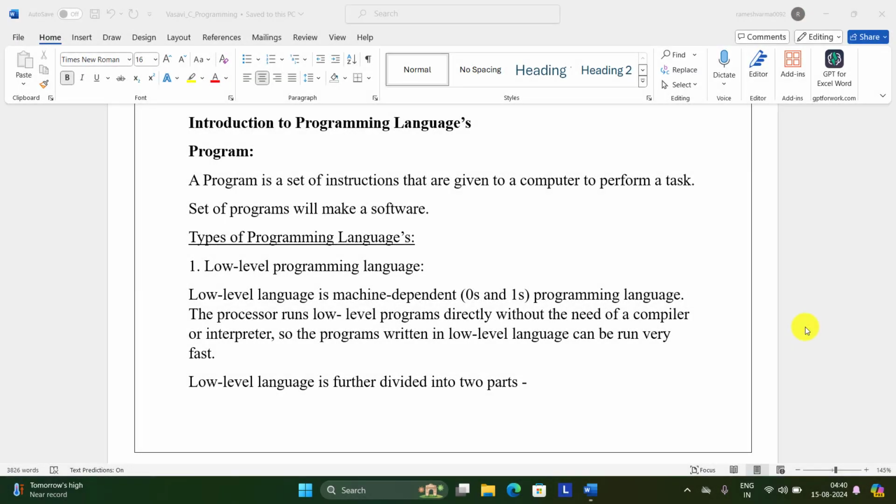Hello all. Today we will see the concept of introduction to programming languages. So let us try to understand what is a program first.